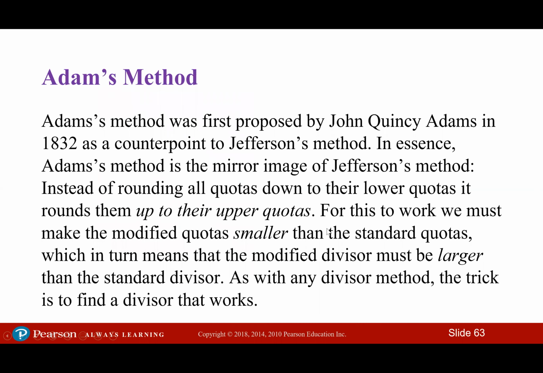So this was proposed by John Quincy Adams in 1832. Again, a counterpoint to Jefferson's method. And in essence, instead of rounding down, which is the Jeffersonian method, the Adams method is you round up. You just make modified quotas smaller in order to get the divisor that you want to work. So very similar. It's like the flip of the Jefferson method.